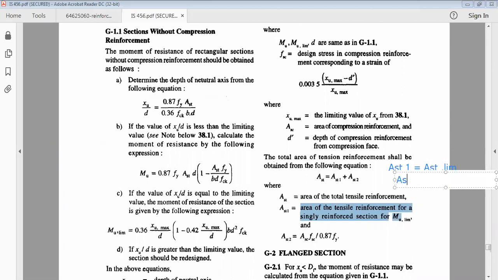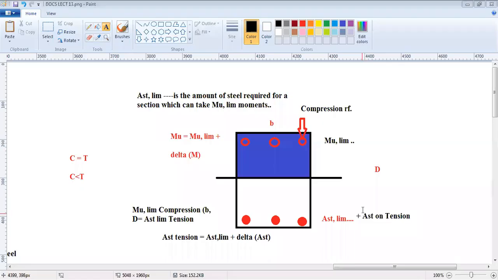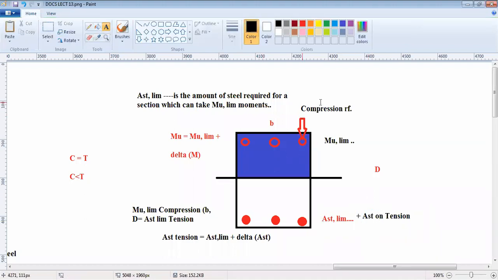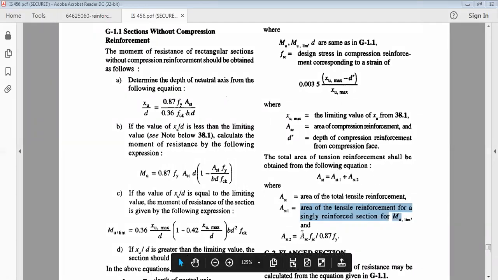And AST2 is now given by the code. It's ASC into FSC divided by 0.87 into fy, corresponding to the compression reinforcement that you are providing. Now what is ASC? Area of compression reinforcement. The additional reinforcement that you provide here, this AST additional apart from AST limiting, what will that depend on? It depends on how much compression reinforcement you provided. To balance it out, you are providing additional AST on the tension side. So it's dependent on ASC into FSC divided by 0.87 fy.